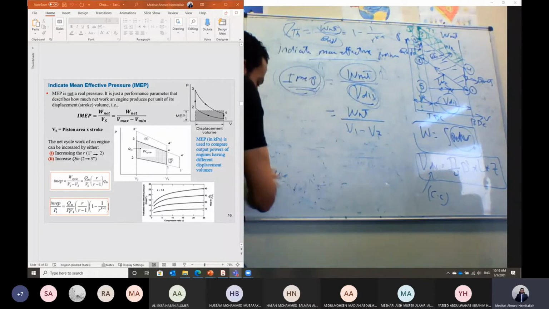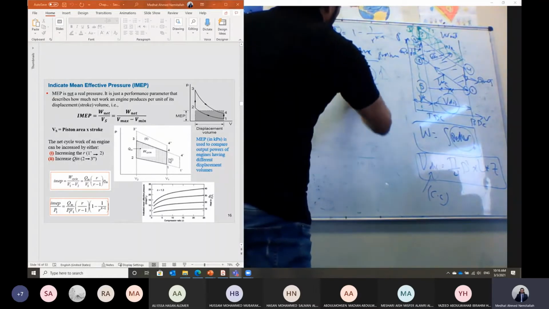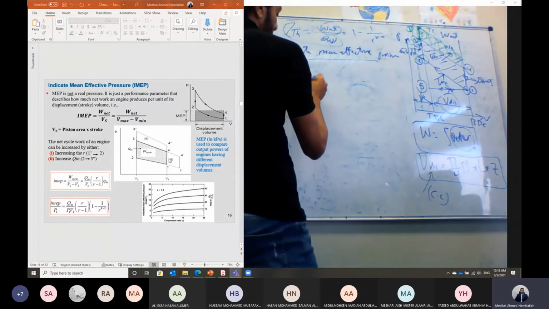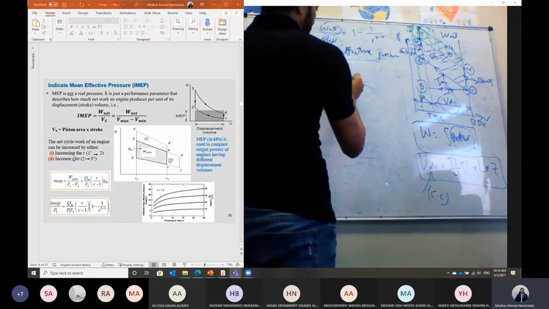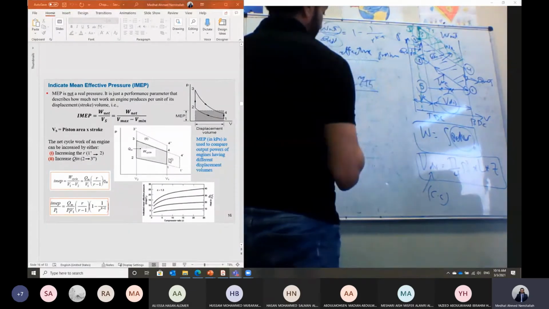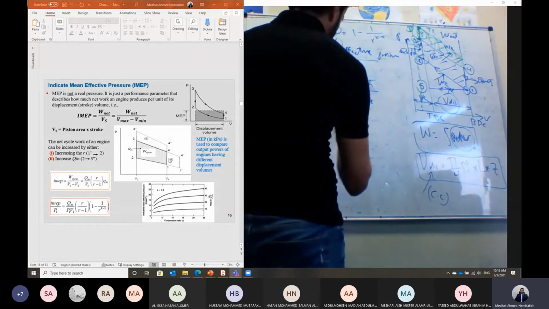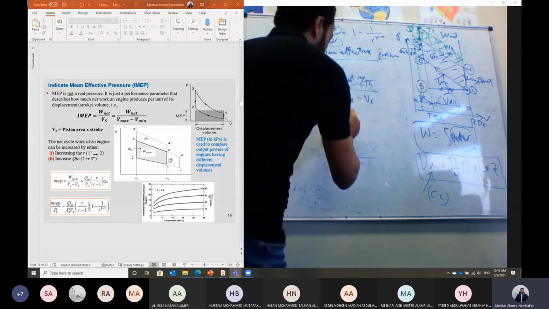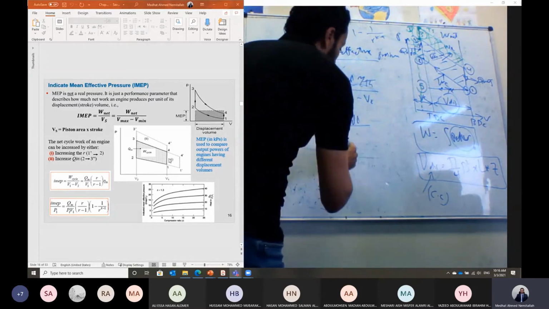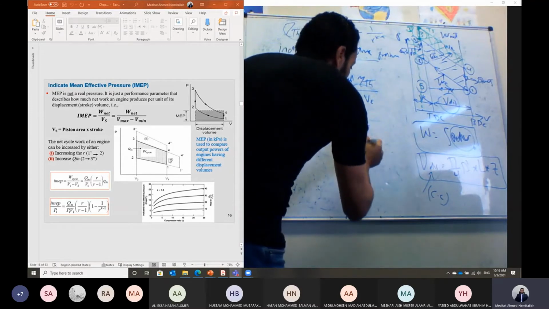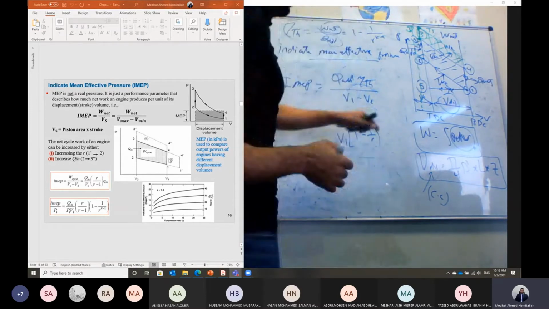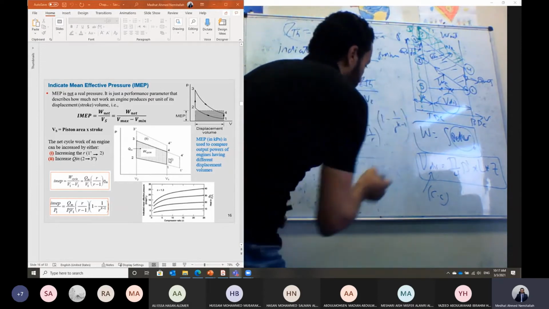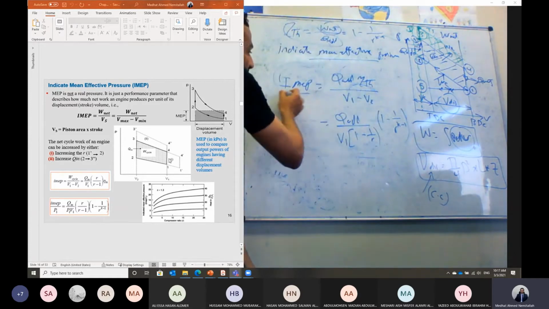So let me write it again. The indicated mean effective pressure will equal work net, which is Q added multiplied by the thermal efficiency, divided by V1 minus V2, which is the displacement volume. So Q added multiplied by thermal efficiency will be Q added divided by V1, taking V1 as common, so it will be 1 minus V2 over V1, which is 1 over R, multiplied by the thermal efficiency, 1 minus 1 over R to the power K minus 1. And this is the indicated mean effective pressure.